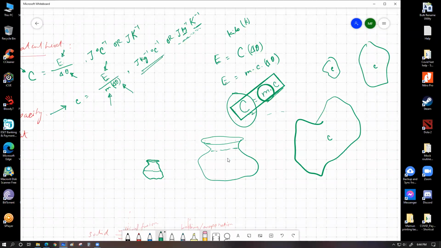So this is basically a comparison for the heat capacity. Heat capacity basically means how much heat is required to make 1 degree Celsius temperature change of the whole object. Whereas specific heat capacity means how much energy is required to make 1 degree Celsius increase of 1 kg of that object.